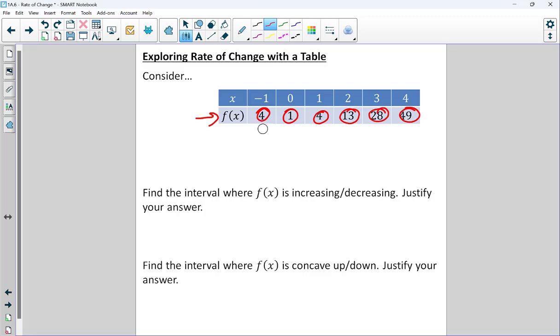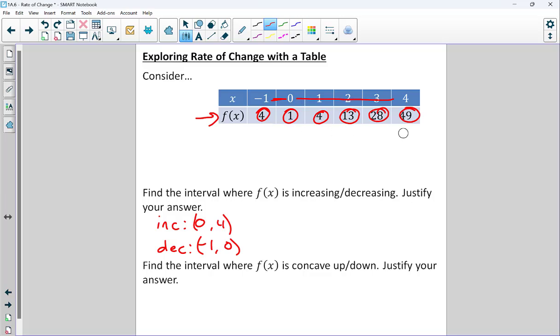Clearly, the outputs are decreasing first, and then increasing the rest of the way. So increasing from 0 to 4, decreasing from negative 1 to 0. Remember, we're looking at x values when we're describing intervals of increasing and decreasing. Keep in mind, the question says justify your answer.